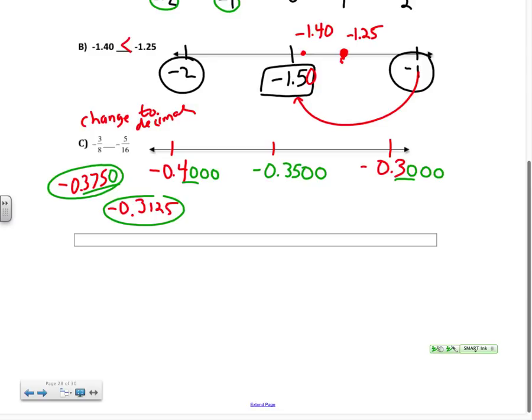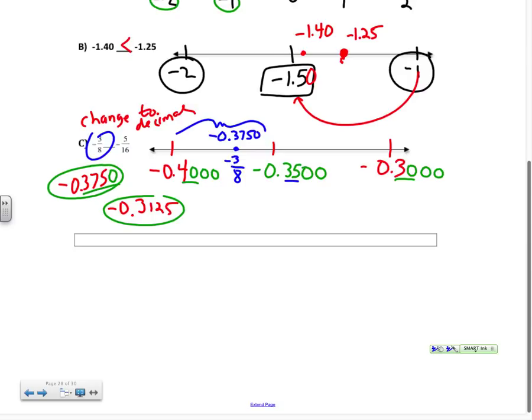So this is the order of negative decimal numbers on the number line. So negative 0.375 must fit somewhere in this area, because 37 comes after 35. And I'm just going to take a guess to say it's right about here. Okay, and it was negative 3/8 up here, so that's really negative 3/8, which is the same as negative 0.375.